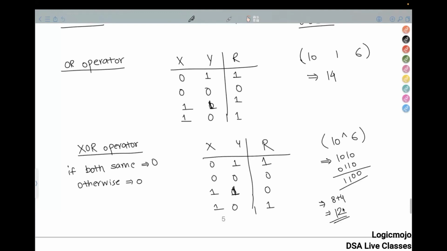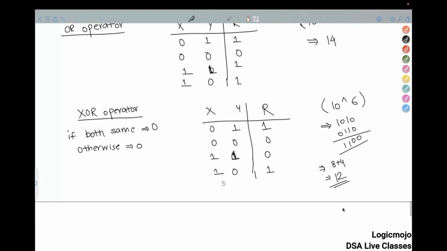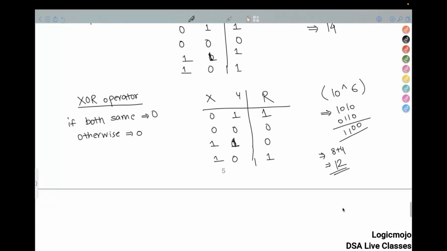This is how we do the XOR operation between two numbers. This XOR will be used a lot of times in the array section. Once we move to the array section, we will solve a lot of problems with the XOR. That we will see.